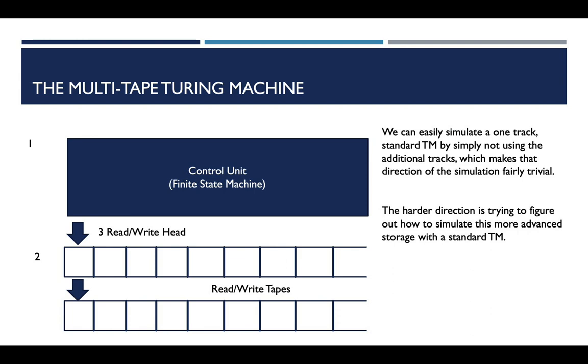So like we were saying before, if we simulate in one direction, a lot of the times this is really, really trivial. And in this case, we can simulate a one-track standard one-tape Turing machine by just not using the additional tapes. So if we have a 5-tape Turing machine and we remove 4 of those tapes, we can do everything that we would originally want to do on that single tape.